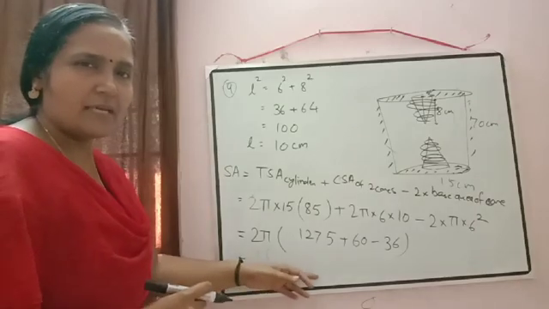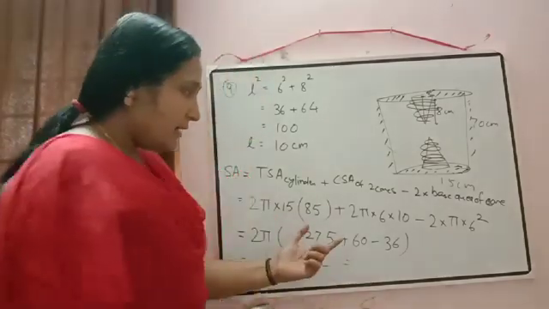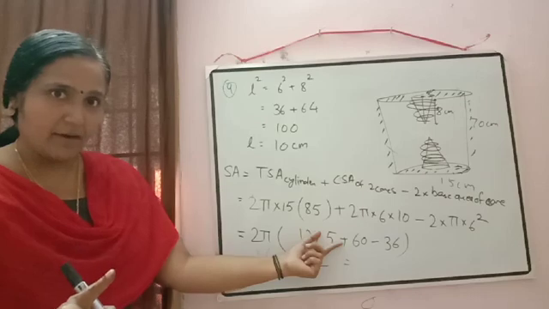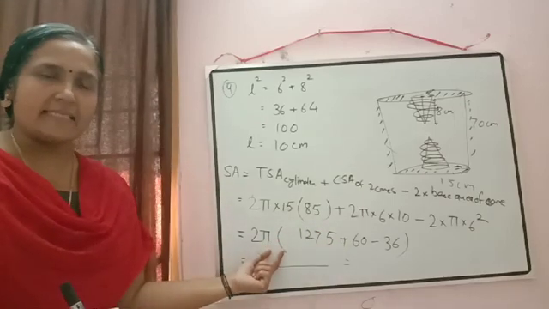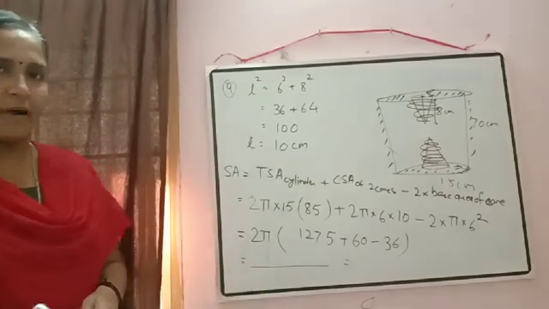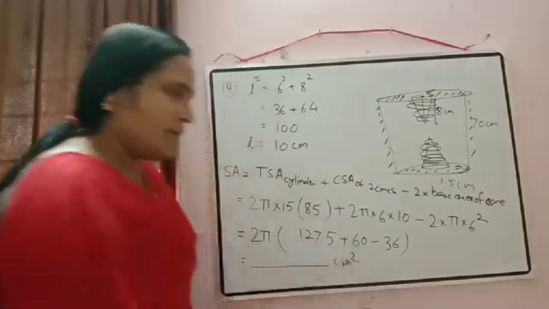I think the remaining calculations you can do by yourself. I don't have to show the calculation. After doing the addition and subtraction, if this expression is a multiple of 7, then take pi is equal to 22 by 7. Otherwise, you can take pi is equal to 3.14. Calculate and write your answer in centimeter square.